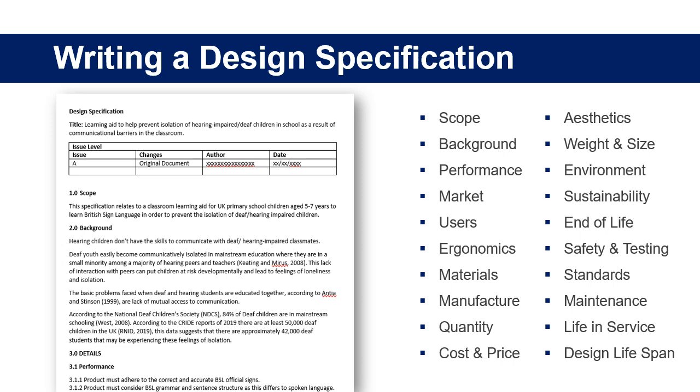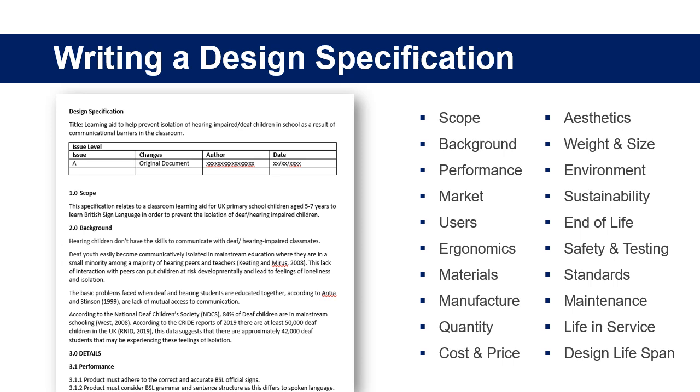If you can do it within a sentence, then try to do that. You can use 2 sentences at the most, but you should be narrowing down in as concise a way as possible what this project is about. So in the example there, it might be quite small for you to see, but it says this specification relates to a classroom learning aid for UK primary school children aged 5 to 7 years to learn British Sign Language in order to prevent the isolation of deaf or hearing impaired children. So there's quite a lot of very precise boundaries being put just in that sentence.